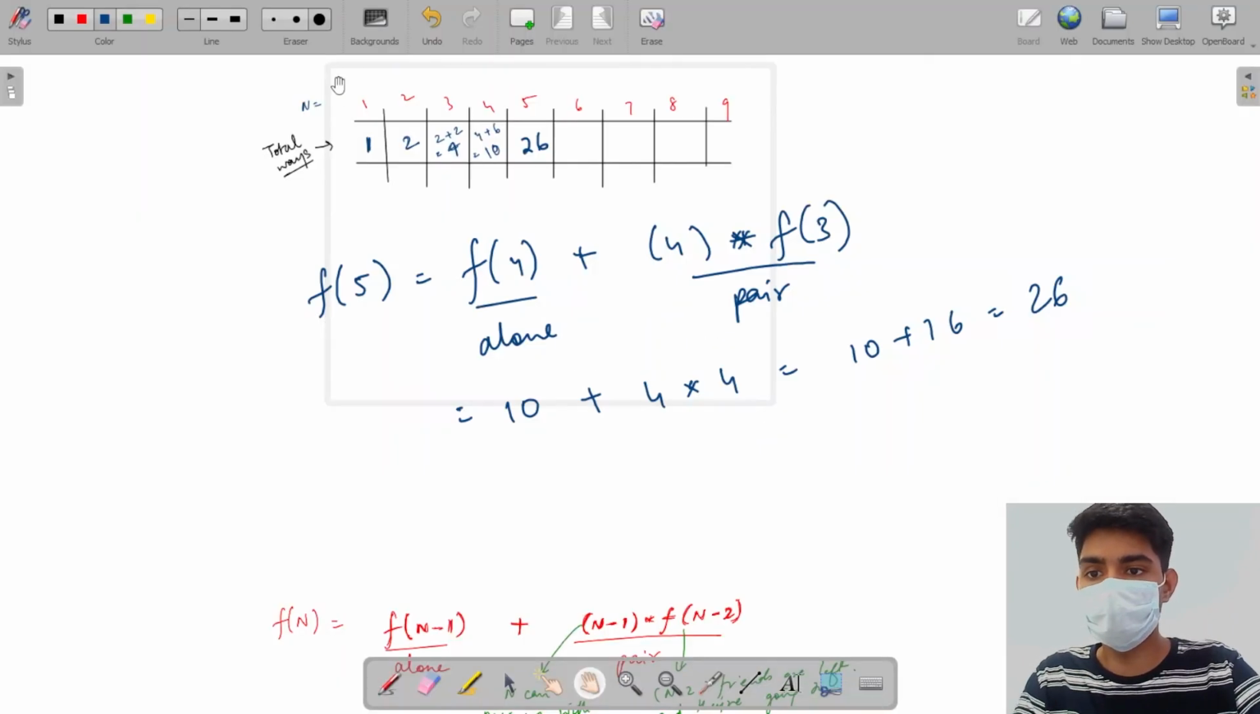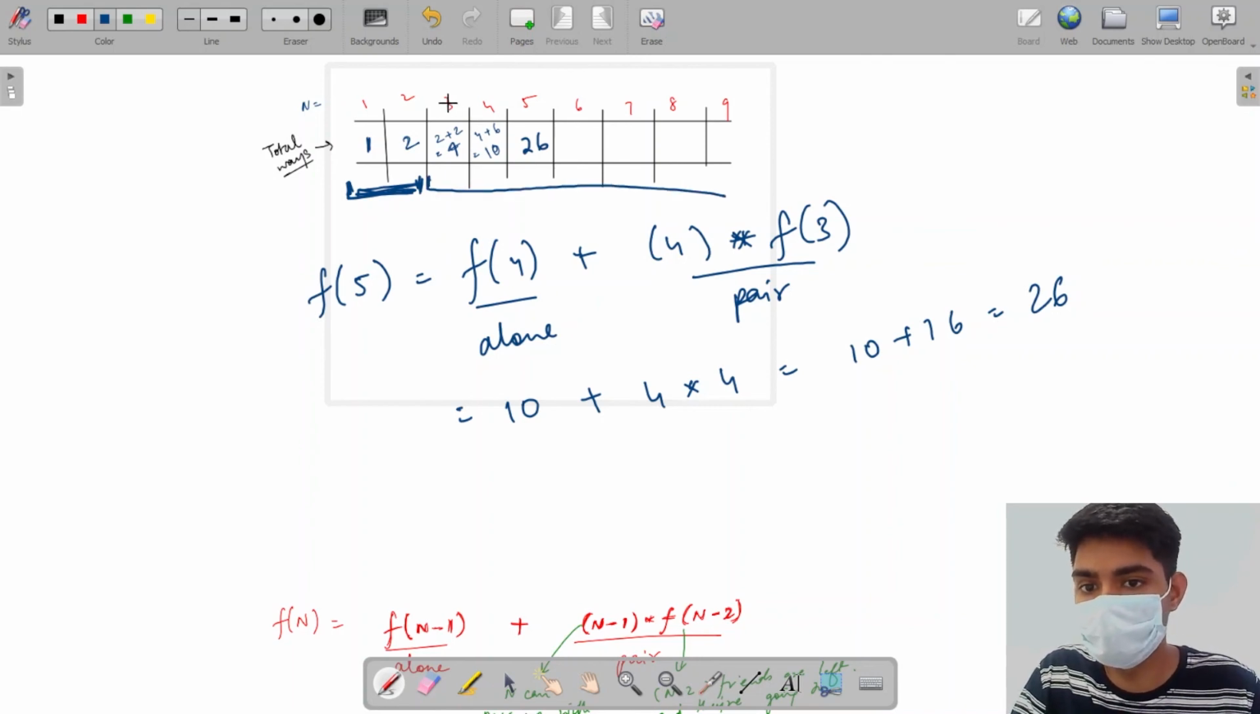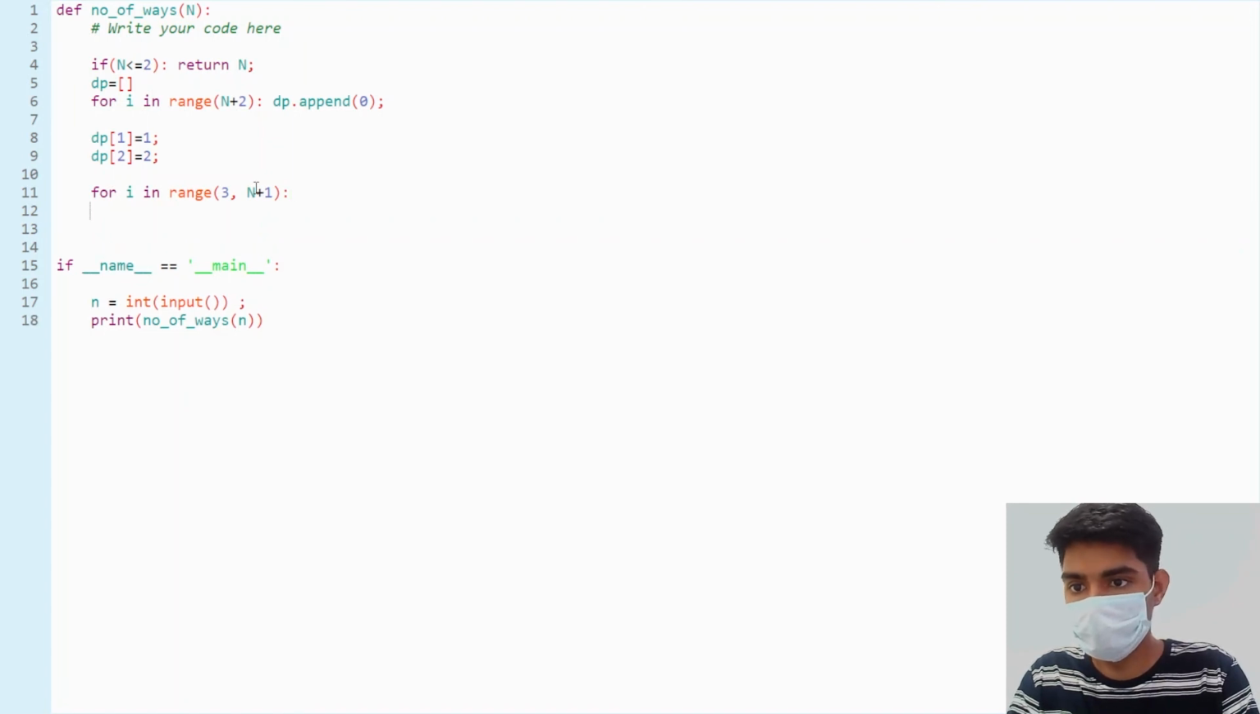Now why are we starting a loop like this? Because we know these two base cases are very common. So we just have to handle the cases when it is greater than or equal to 3, right? So we are starting our range from 3. So it will go from 3 till n plus 1, right? Now we are going to say that it is going to pair up with someone.